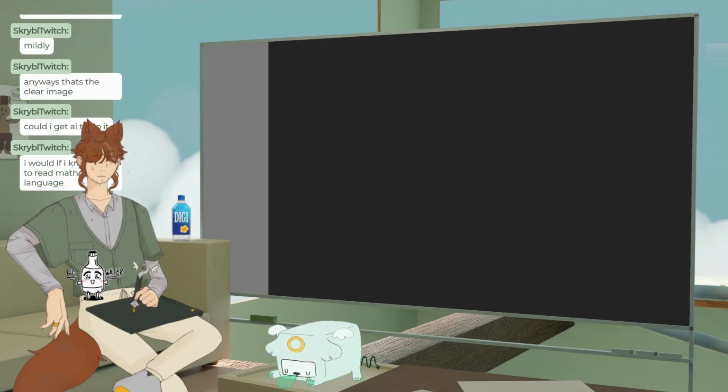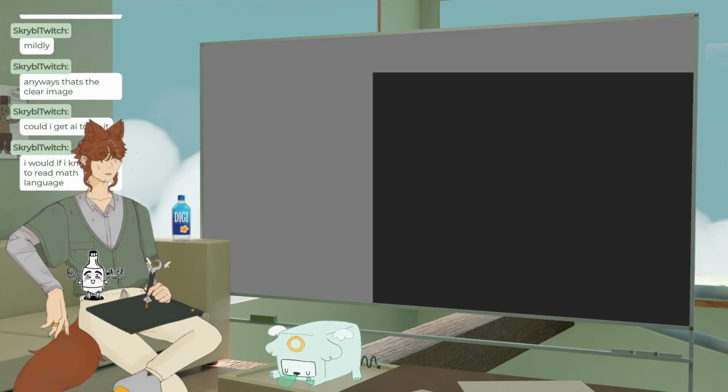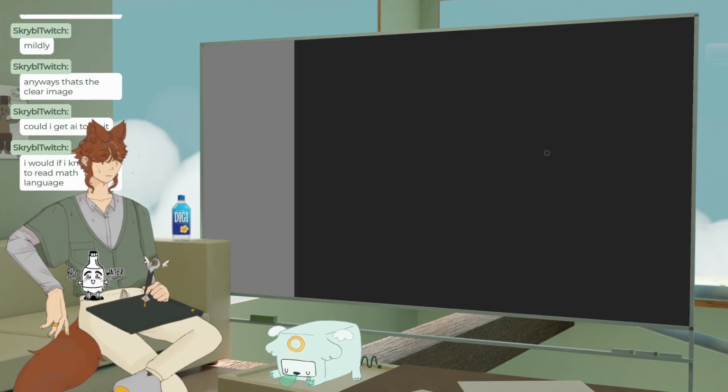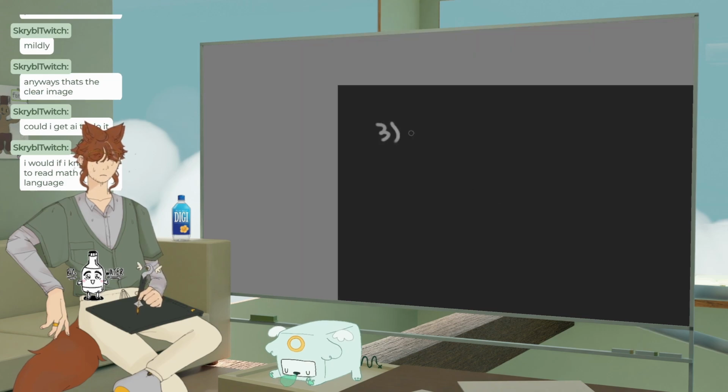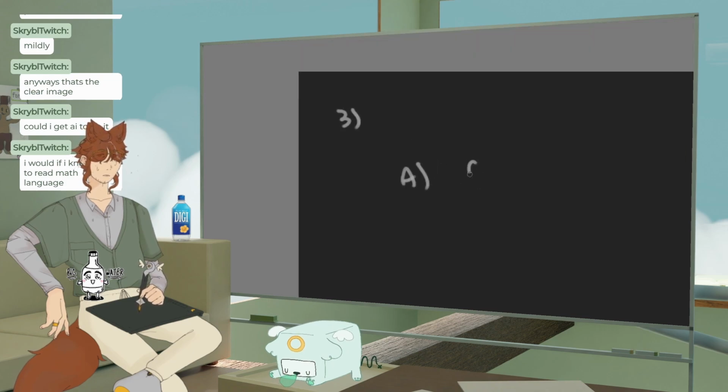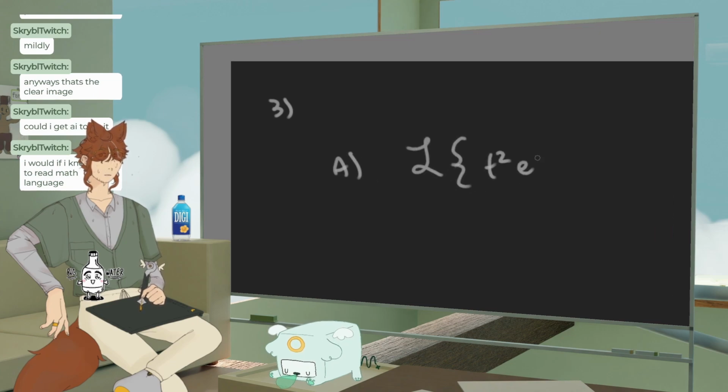Okay, t squared e to the negative 3t. Well, I know what it should be, which is nice. Okay, I'll find the Laplace transform of t squared e to the negative 3t.